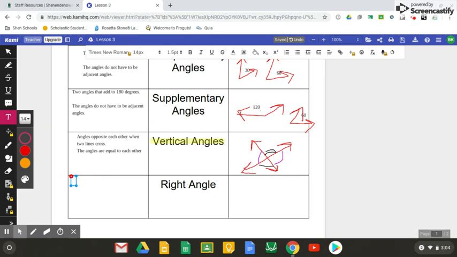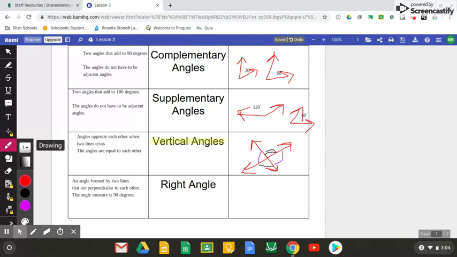Next one, right angle. You might be familiar with this. An angle formed by two, let me spell right, formed by two lines that are perpendicular to each other. The angle measure is 90 degrees. So right angles are formed by perpendicular lines. So what does that mean? That means you got a line going this way, something that looks like this. This is a right angle.